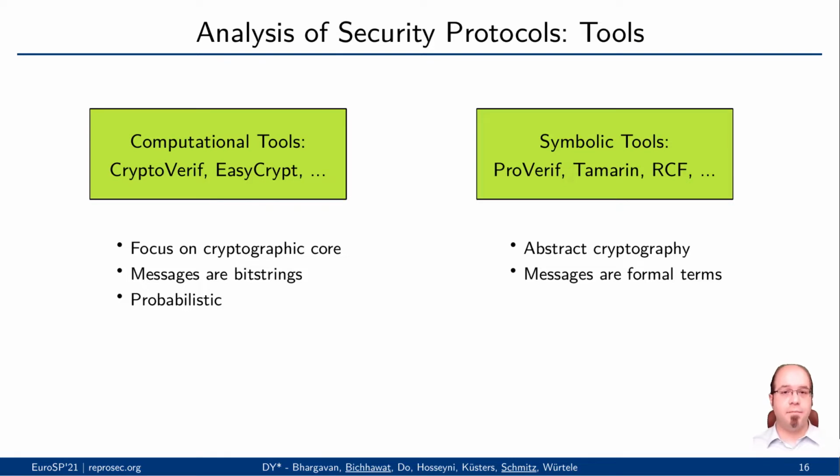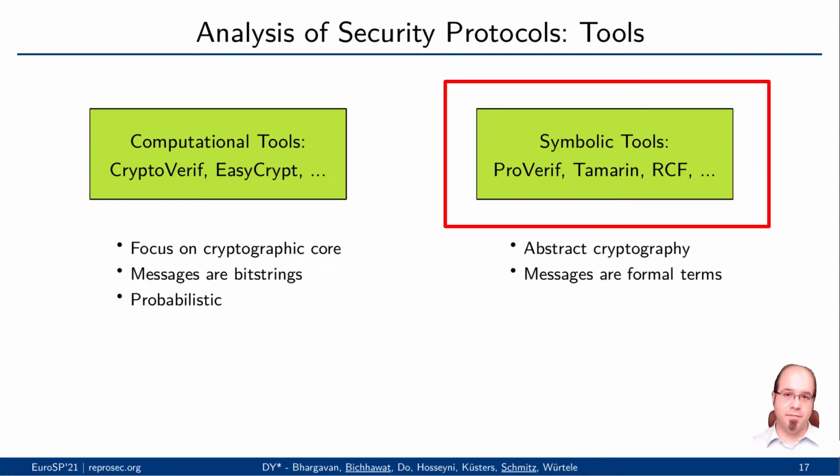If we look at the landscape of verification tools for security protocols, we have two directions. On the one hand, we have computational tools like CryptoVerif and EasyCrypt, which yield quite strong guarantees as you reason on actual bit strings and perform probabilistic reasoning. However, the verification burden in these tools is very high, so you typically are only able to focus on the cryptographic core of a protocol. On the other hand, we have symbolic tools like ProVerif, Tamarin, or RCF. And these tools tame the complexity of the verification by having an abstract view on cryptography and also on messages. So these tools are better suited to analyze very complex protocols like Signal.